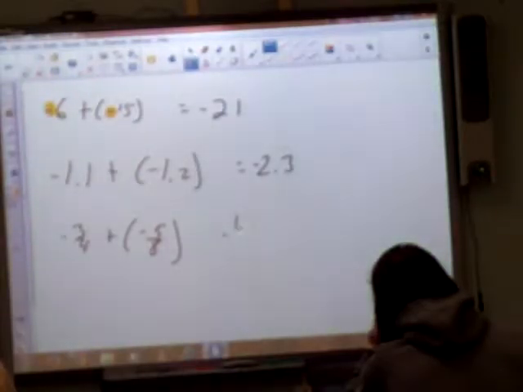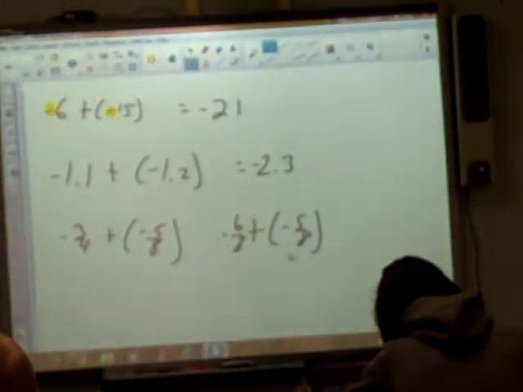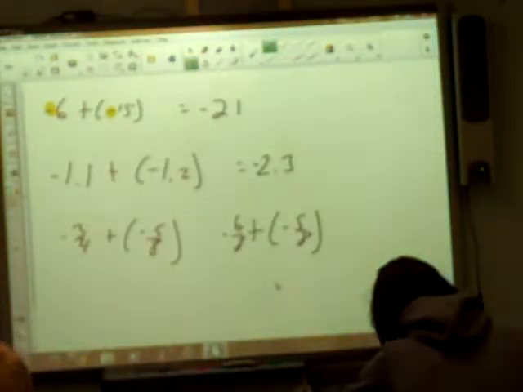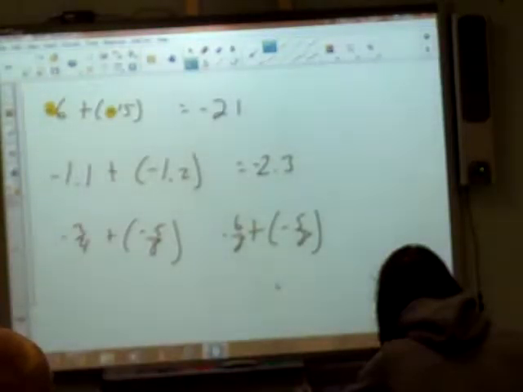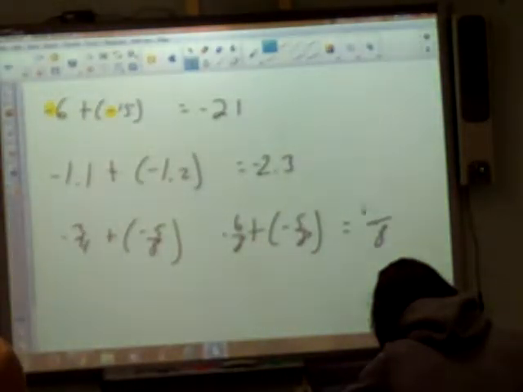So that'd be negative 6/8 plus negative 5/8, right? Now, when you add a fraction, do you add numerators and denominators, tops and bottoms? No, just the numerator. So the bottom is going to stay the same. So it's going to be over 8 and then 6 plus 5. They're both negative, so my answer is negative.